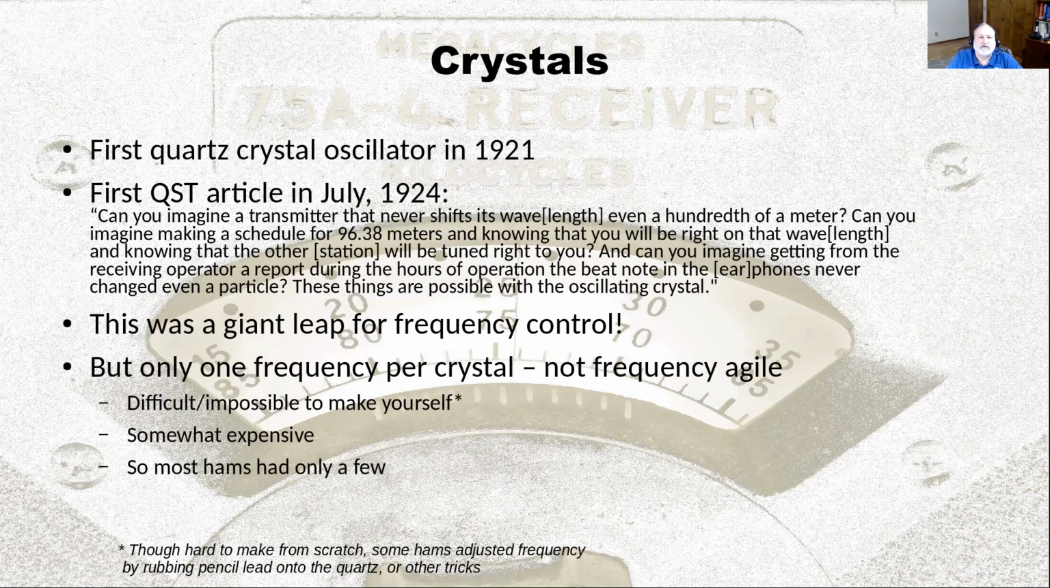The first quartz crystal oscillator was described in 1921, and the first QST article about it was in July 1924. And you can tell that the author and the ARRL thought that this was a really big deal. Here's a quote from that article. "Can you imagine a transmitter that never shifts its wavelength even a hundredth of a meter? Can you imagine making a schedule for 96.38 meters and knowing that you will be right on that wavelength and knowing that the other station will be tuned right to you? And can you imagine getting from the receiving operator a report that during the hours of operation, the beat note in the earphones never changed even a particle? These things are possible with the oscillating crystal."